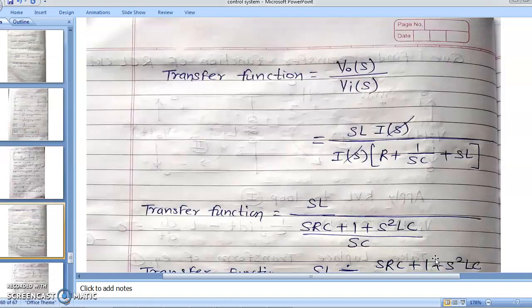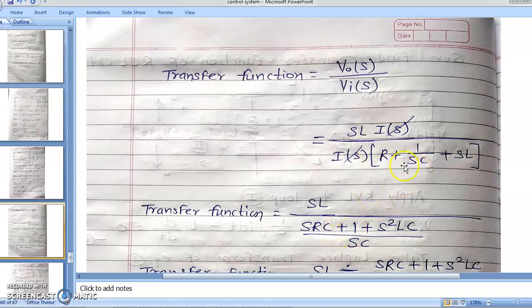After this we take the transfer function, that is, the output voltage in the S domain divided by the input voltage in the S domain, because the transfer function is the ratio of the Laplace transform of the output to the Laplace transform of the input. So SL I(s) divided by I(s) times the bracket R plus 1/(SC) plus SL, and the current I(s) cancels. So the transfer function is equal to SL divided by (SRC plus 1).